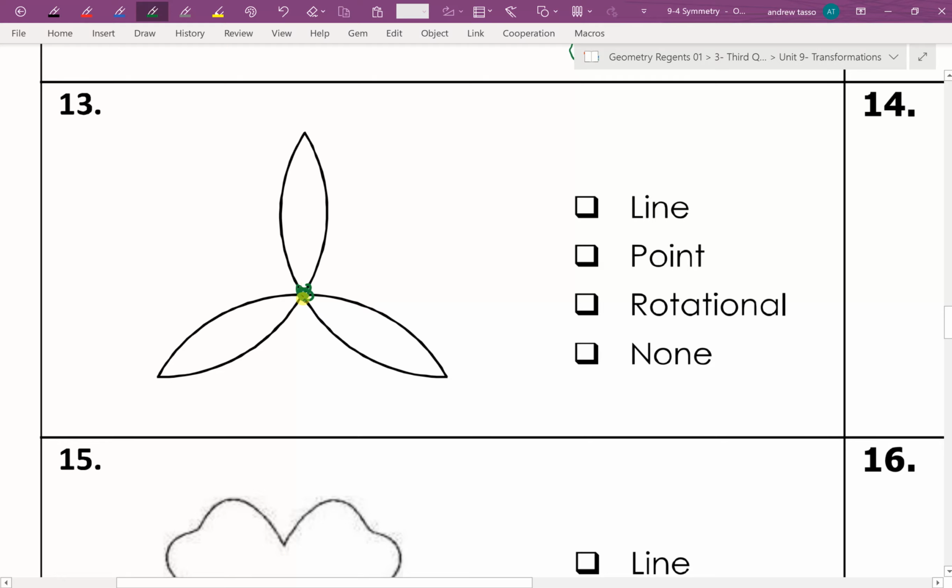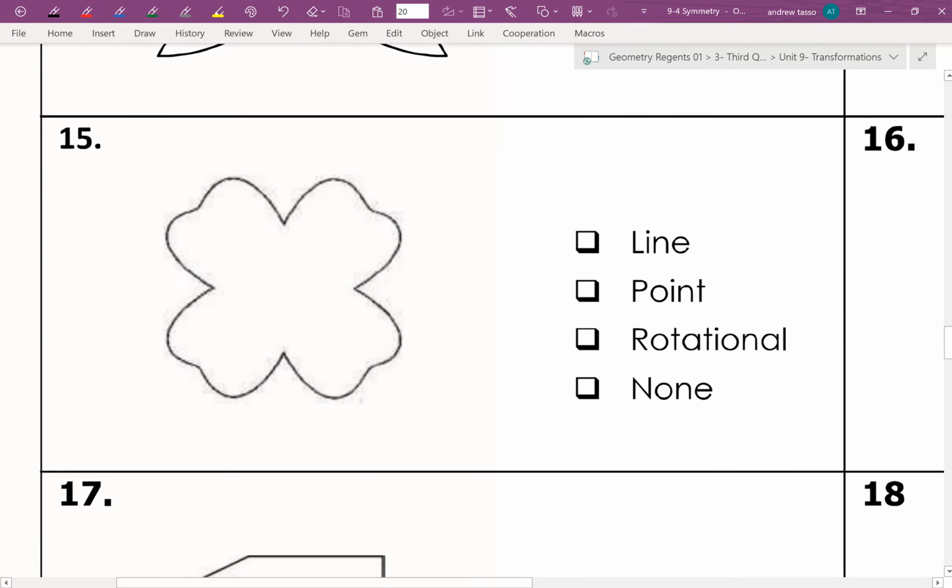This looks like it could be ceiling fan blades, right? So I think rotational, and since I'm seeing three features, I'm dividing by 3 and getting 120 degrees of rotation in order for it to look the same. I'm not seeing any point symmetry. It doesn't look the same upside down, but line symmetry can work with that vertical line there.